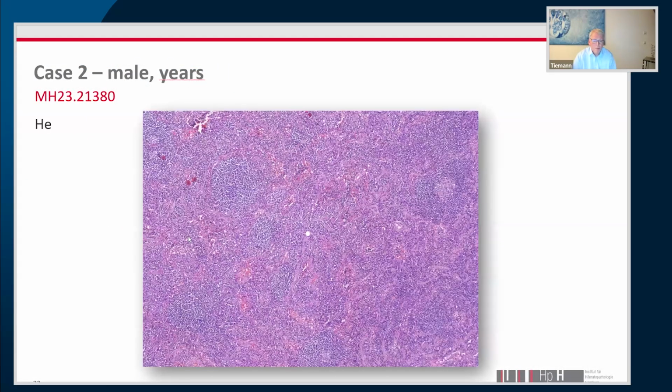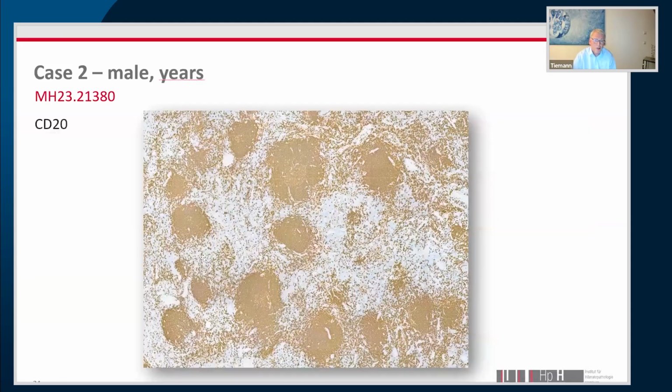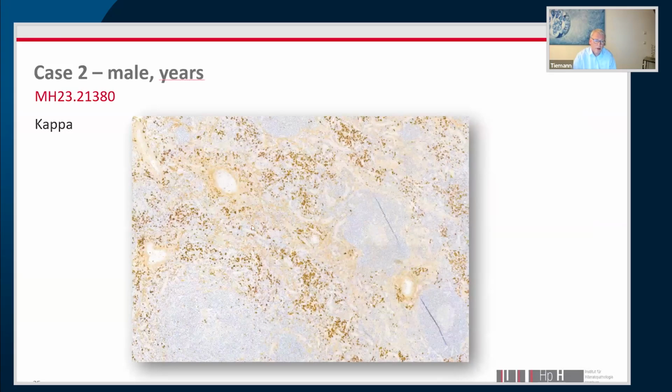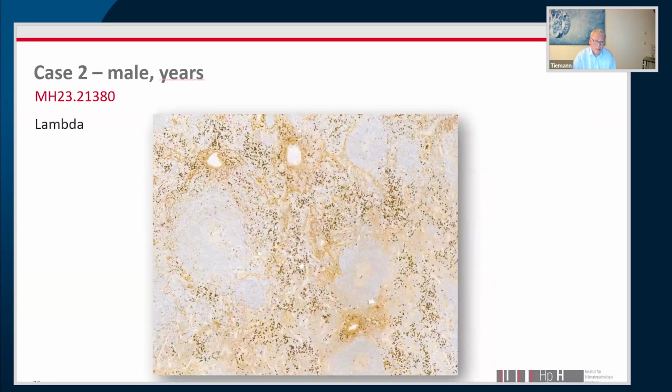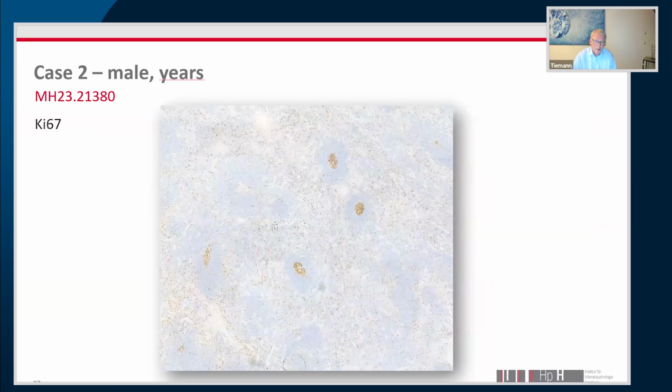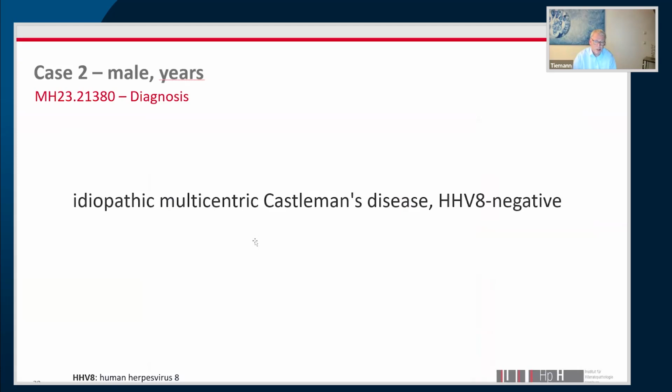So that was case number 2. You have seen these germinal centers with changed follicular networks, and then kappa for plasma cells, lambda for plasma cells. This is B-typical, and the strange proliferation in these regressive changed germinal centers. And in the end, taken together, the clinical symptoms, the clinical anamnesis, and the histological pattern, you can say these changes fit to multicentric Castleman's disease, HHV-8 negative.